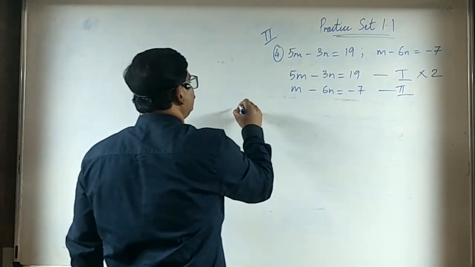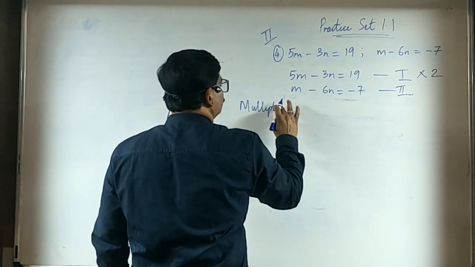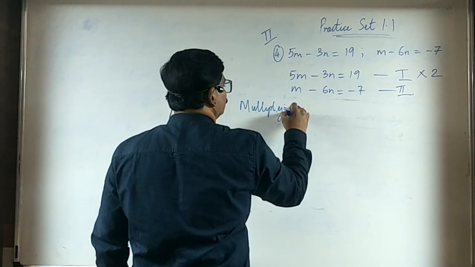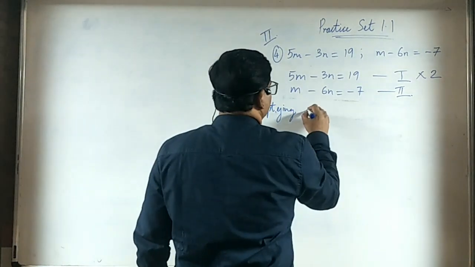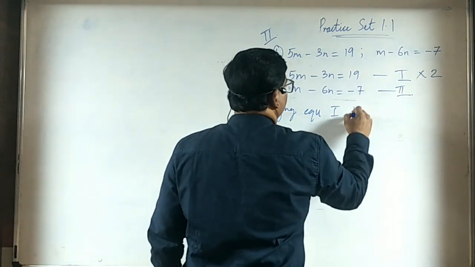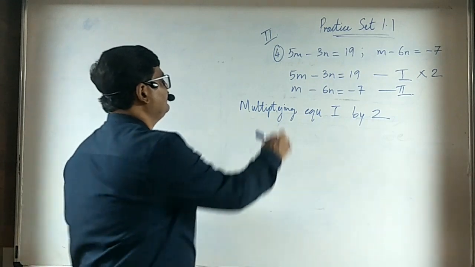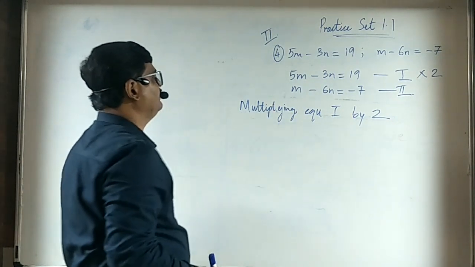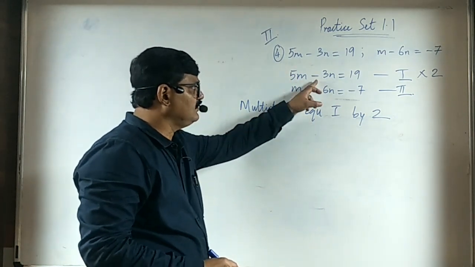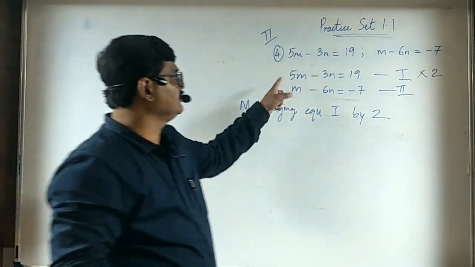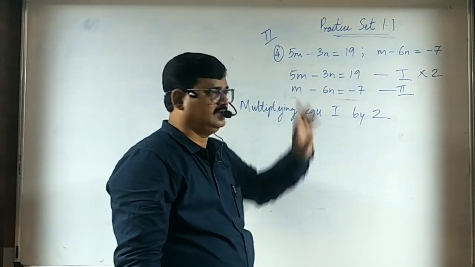So I have to write here: multiplying equation 1 by 2. I have to multiply equation number 1 by 2. If you check carefully, this 2 you don't have to multiply only by 3. It has to be multiplied with all 3 terms. Now which are the 3 terms? 5m, 3n, 19. Can you see that?